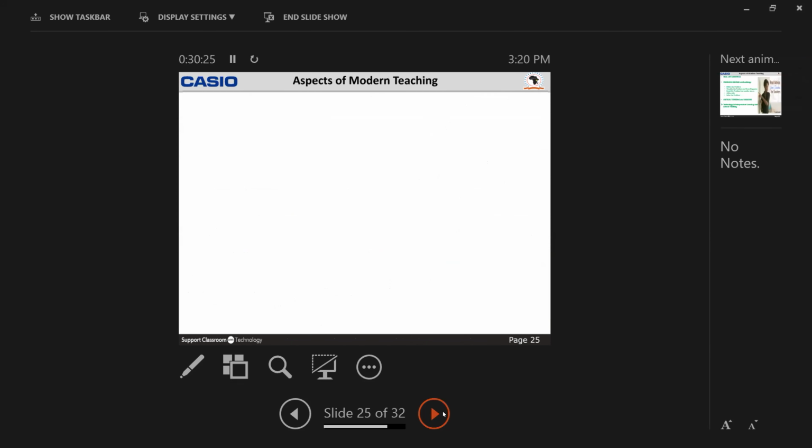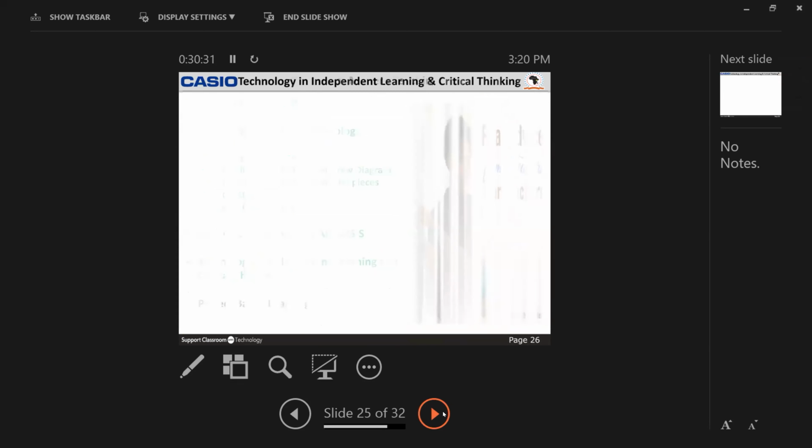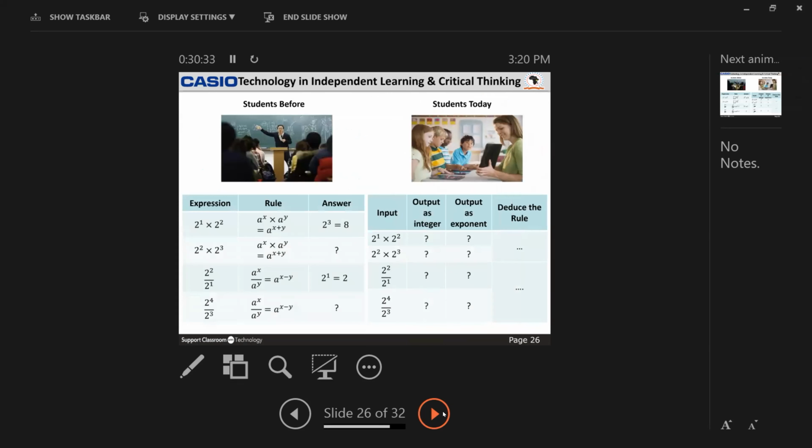A fourth aspect of modern teaching is technology and independent learning. As my colleague, Mr. John, discussed, I'm giving this example in mathematics: students before were exposed to answers, so they used to imitate. The teacher comes to the classroom and says, okay, 2 power 1 multiplied by 2 power 2, you follow this specific rule to find the answer.